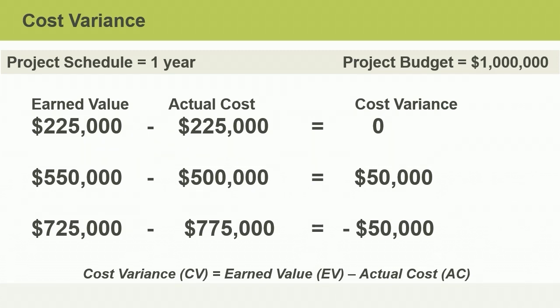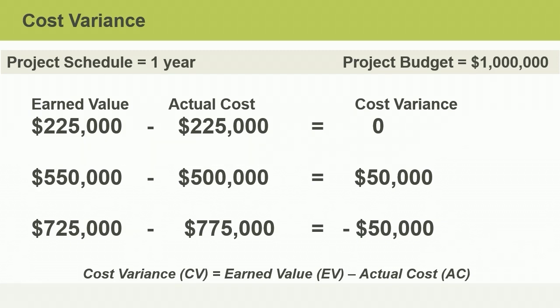Let's use an example where the actual cost of the project is $225,000 and the earned value is also $225,000. Can you determine the cost variance, or CV, in this example? If you'd like more time to think about your answer, just pause the video and resume when you're ready. If you said that the cost variance is 0, that is correct.